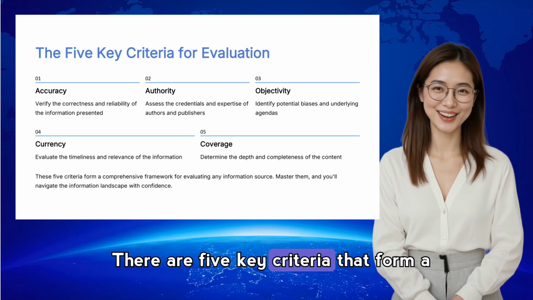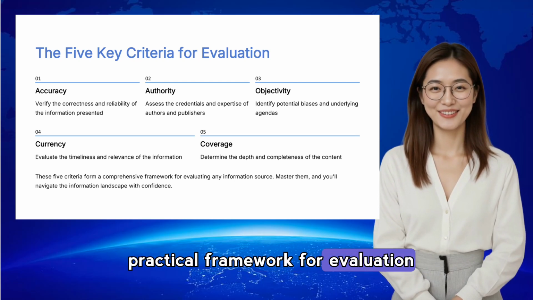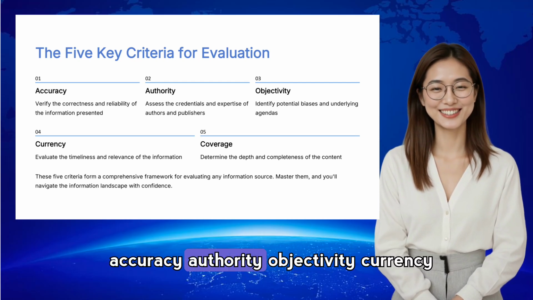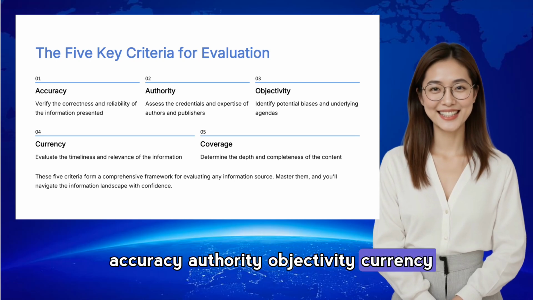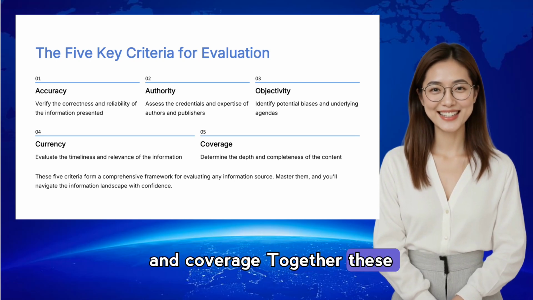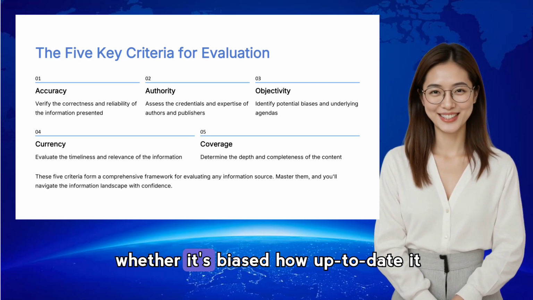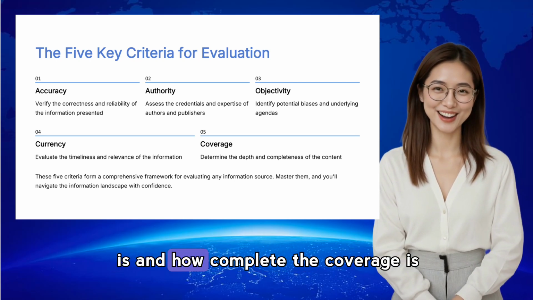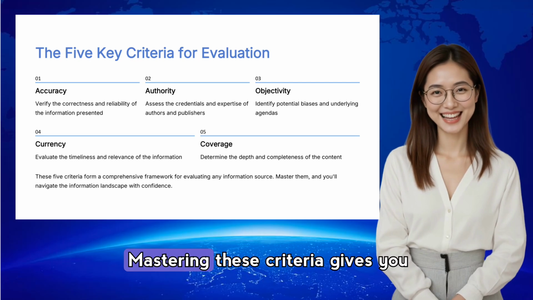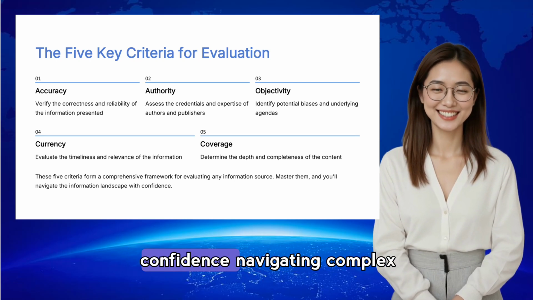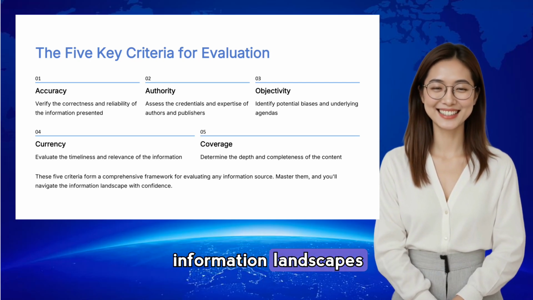There are 5 key criteria that form a practical framework for evaluation: accuracy, authority, objectivity, currency, and coverage. Together, these dimensions help you judge whether a source is correct, who produced it, whether it's biased, how up-to-date it is, and how complete the coverage is. Mastering these criteria gives you confidence navigating complex information landscapes.